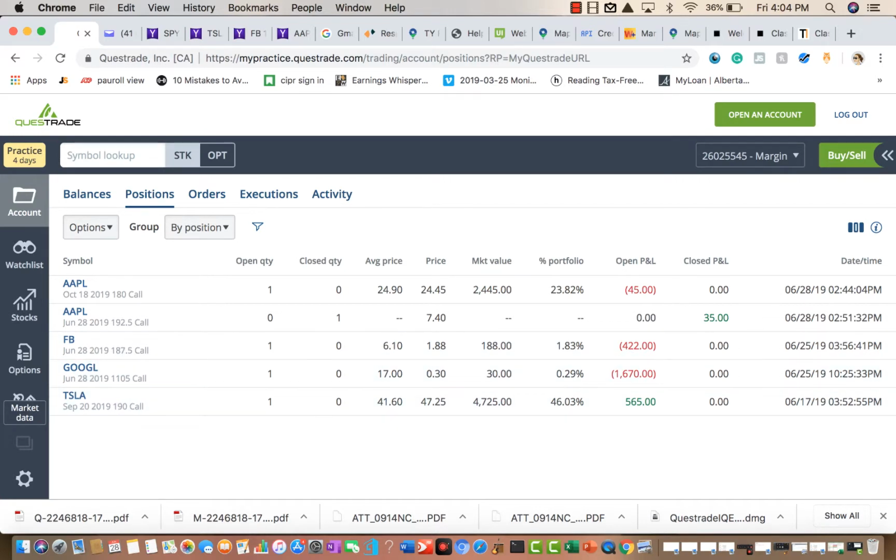So these are the current market value for these positions right here. Let's go over to this one now.